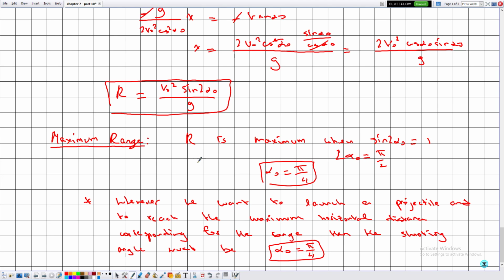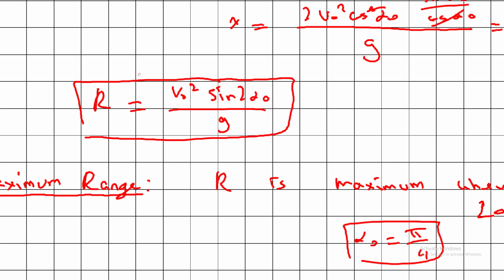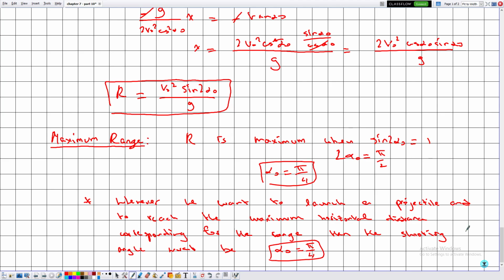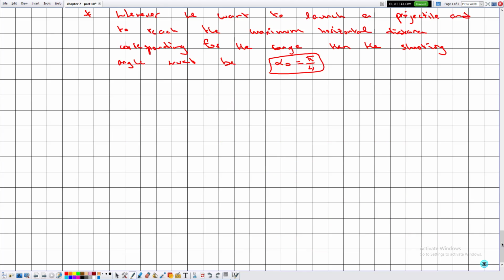Why? Because this quantity is a variable quantity. Now considering that v0 and g are constant and we want to maximize this quantity, so we take it equal to 1, which means that 2 alpha 0 must be pi by 2, which means that alpha 0 must be pi divided by 4. Now the last idea I want to discuss for this video is the maximum height.